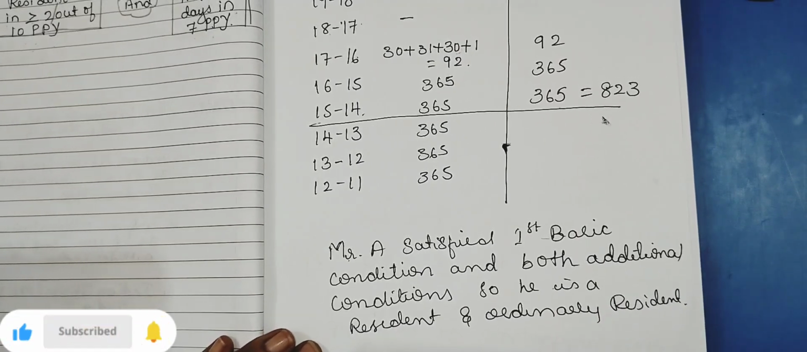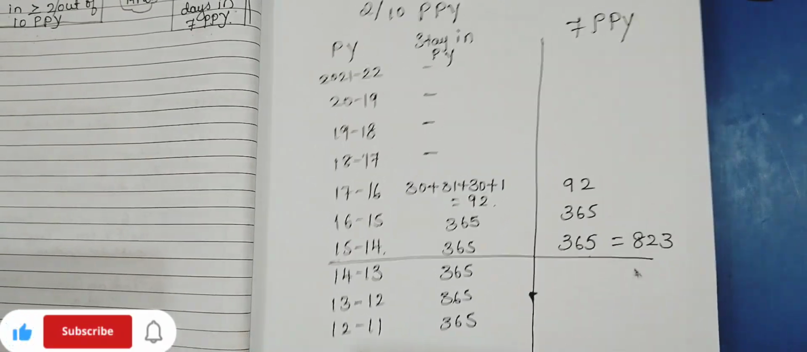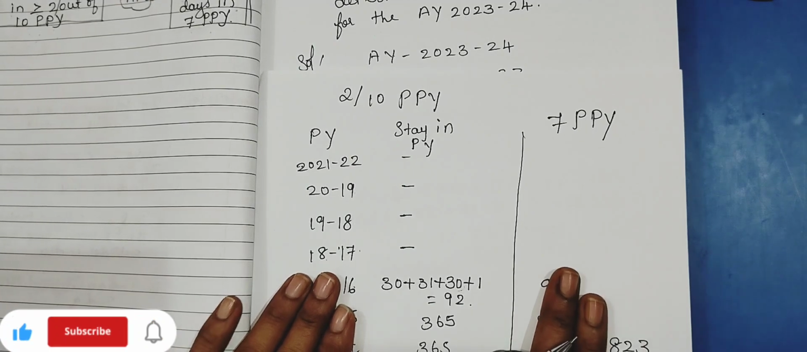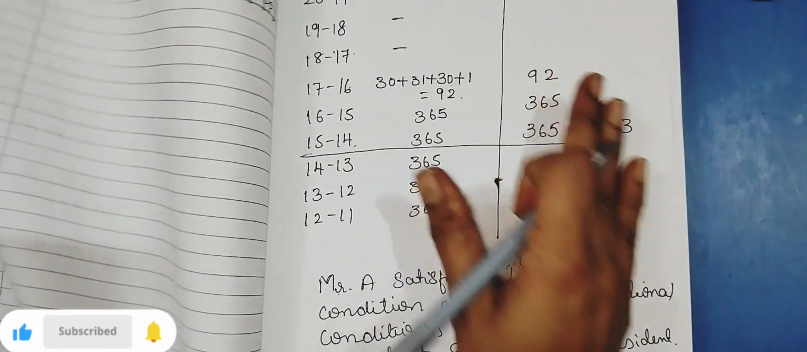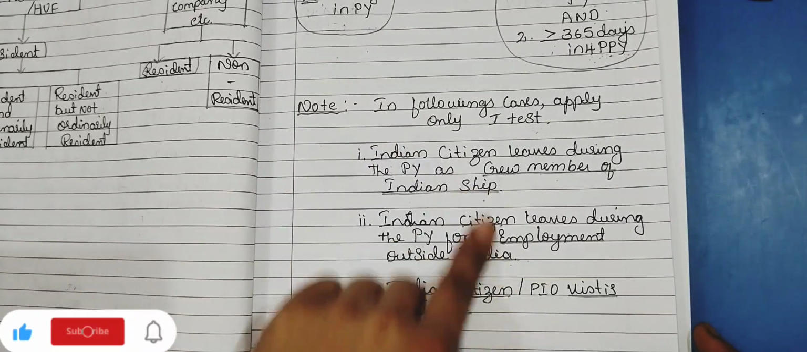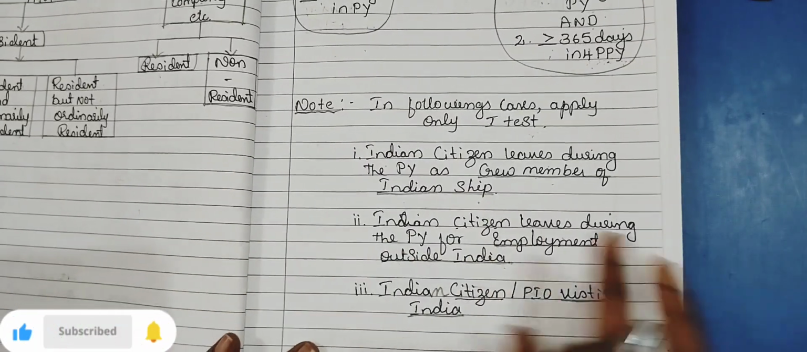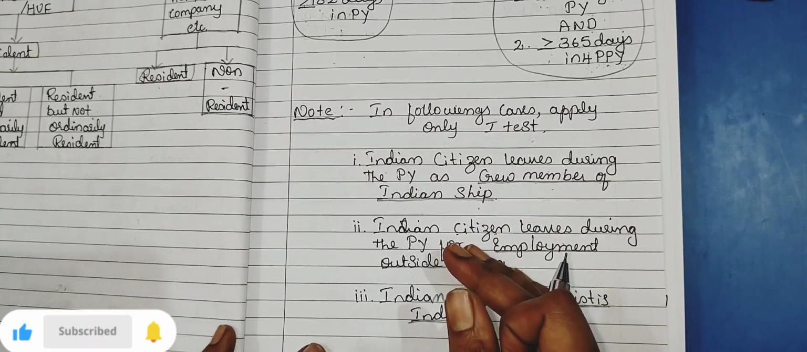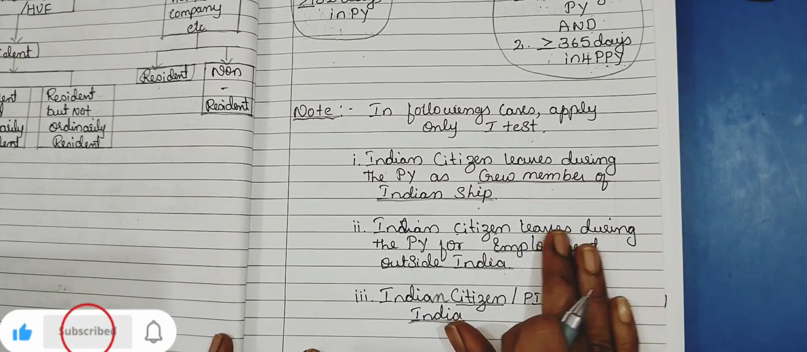Understood? Right? So easy. Just you need to understand the question, the stay in India, and the conditions, along with the exceptions we have seen. Understood? Try to solve more questions from your textbook and solve while watching this video also.